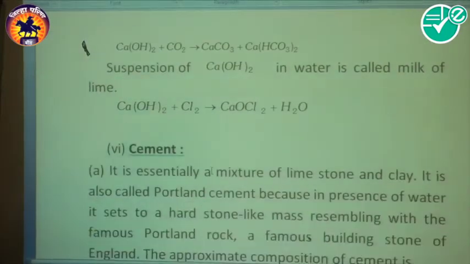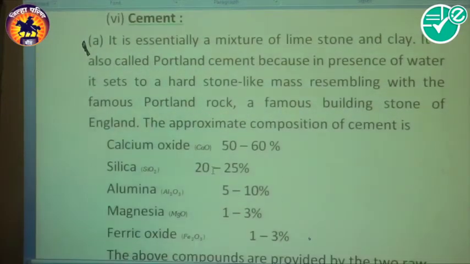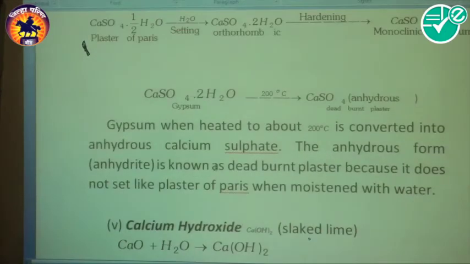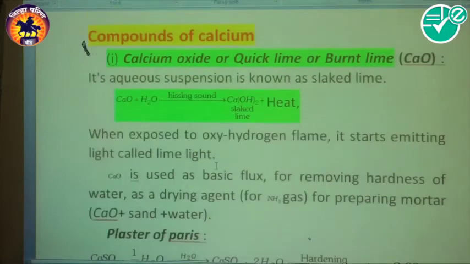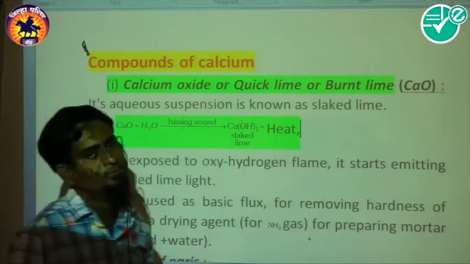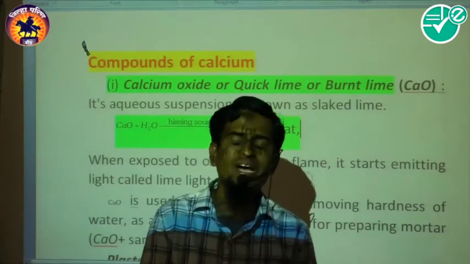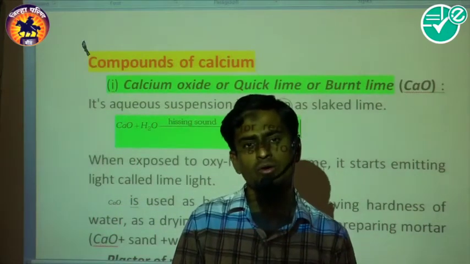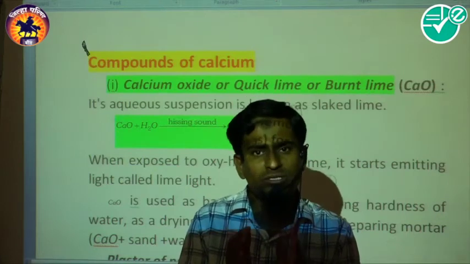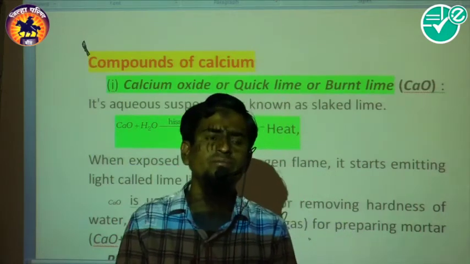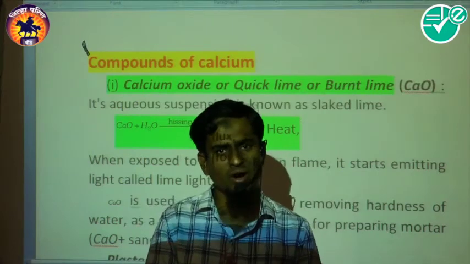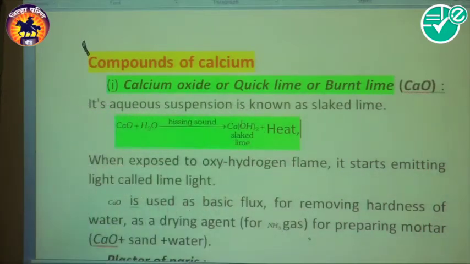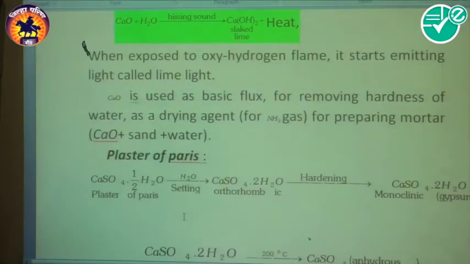When you heat calcium carbonate, it will form calcium oxide. Okay, it is not coming here, no problem. I'll tell you. When you have calcium carbonate, CaCO3, that is limestone. When you heat limestone, it will form carbon dioxide and what is that, sir? Calcium oxide.